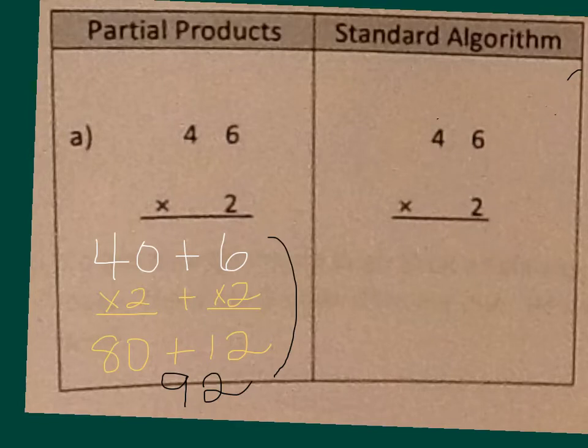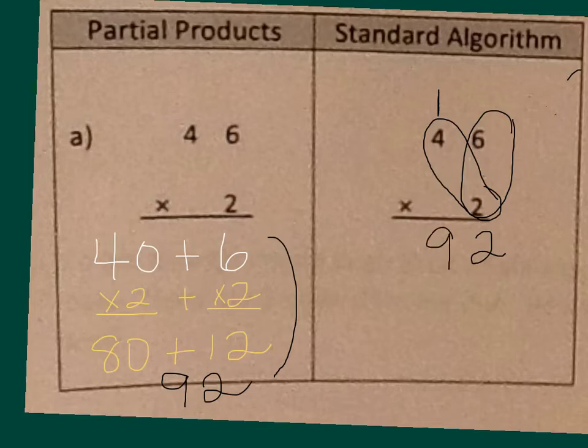Okay, so what did I do? I said 6 times 2 equals 12. My 2 here, and I carry my 1 above the 4. Now what I'm going to do is I'm only going to multiply this 4 times the 2. 4 times 2 is 8. I'm going to add the 1. It gives me 9. I have 92.